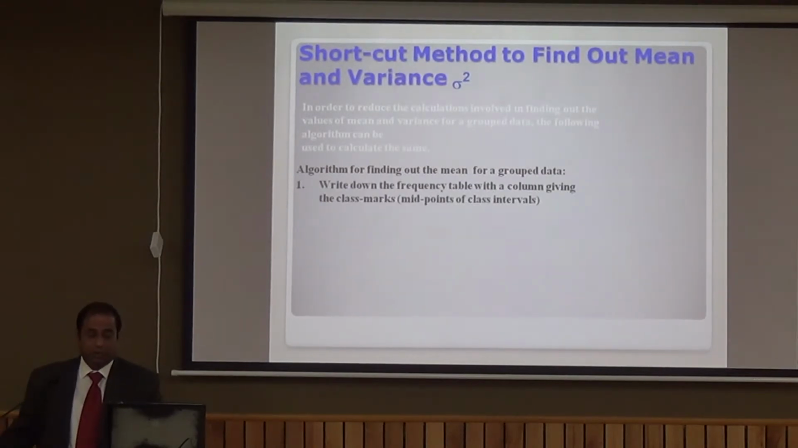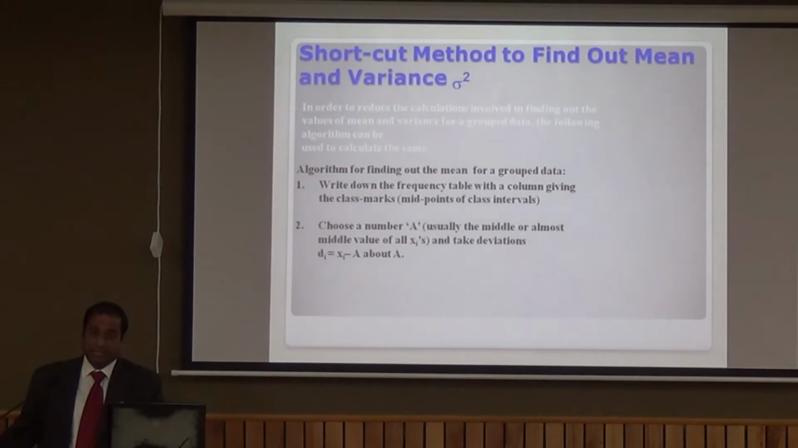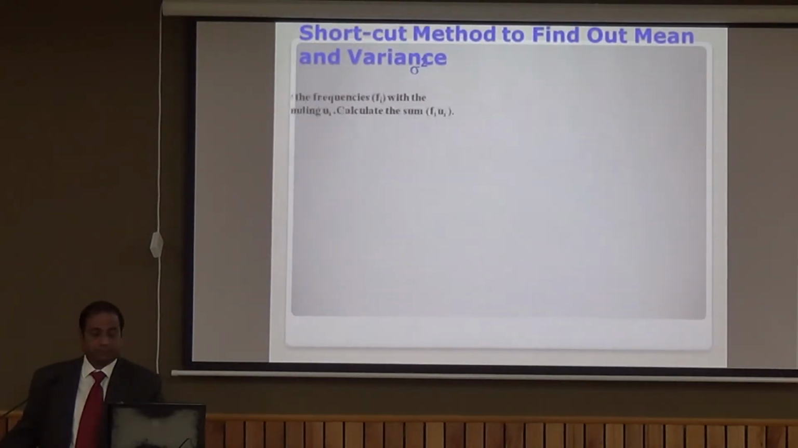First, write down the frequency table with a column giving the class marks, that is the mid values of the class intervals. Second, choose a number capital A, that is the assumed mean. Most probably it is taken as the middle value. Then find the deviation xi minus A, that is the deviation about the assumed mean. Then we find ui, that is the deviation divided by the width of the class interval. Then multiply the frequency fi with the corresponding ui to calculate the sum of fi into ui.